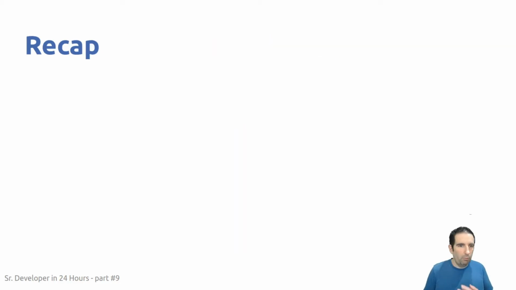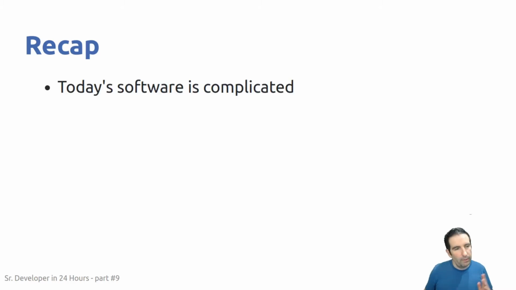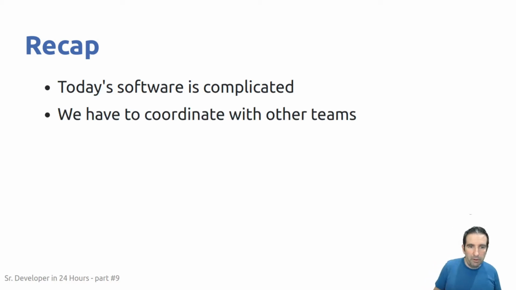Now, let's do a quick recap of what we were talking about last week. Let's keep in mind that software is very complicated nowadays. And because it is very complicated, we have to coordinate with a lot of other teams to be able to have access to dependencies, to get infrastructure permission, to make sure that all of the external elements that our application depends on are ready.